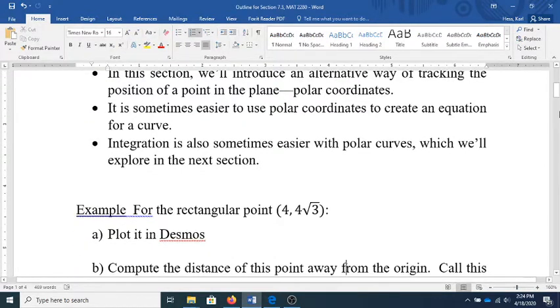We're going to start with a rectangular point, something written just as an x value and a y value. The point 4 comma 4 square root of 3. Now I know it's a little bit screwy to have that square root of 3 in there. 4 times the square root of 3 is like 6.9. I just punched it up on my calculator. I chose that because it'll be nice for what we're going to do with it.